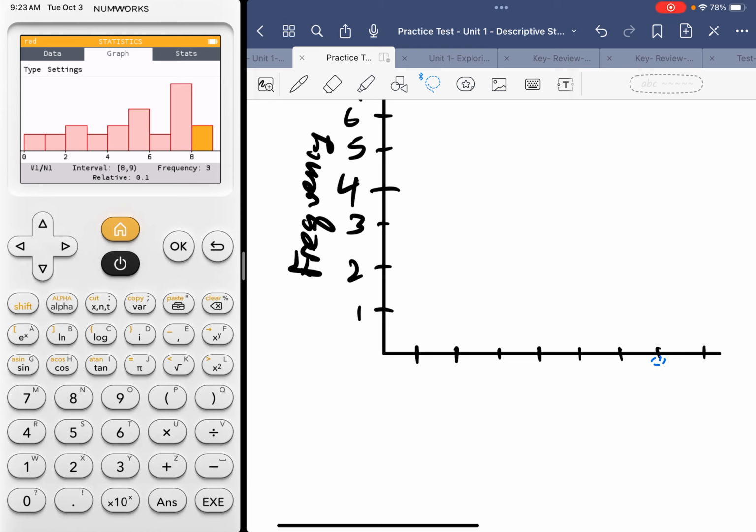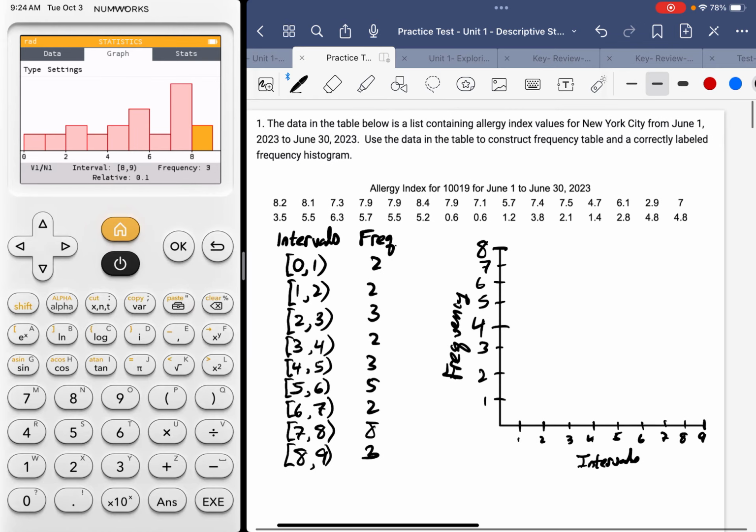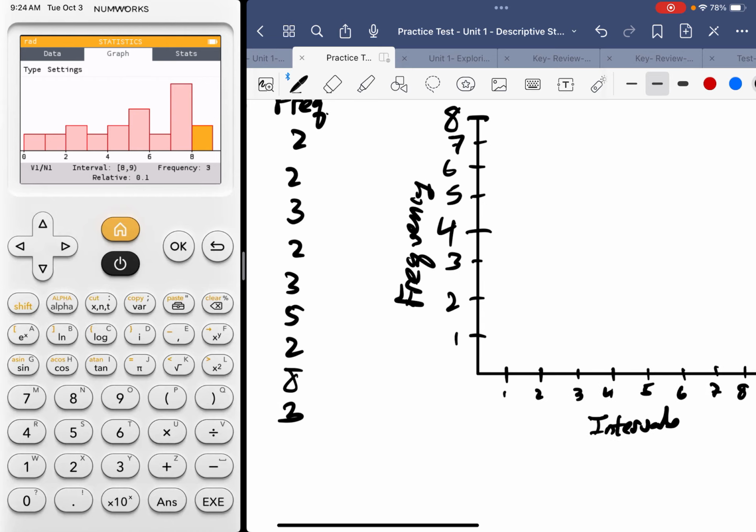And it doesn't have to be perfect, just best you can. All right, so 1, 2, 3, 4, 5, 6, 7, 8, 9. And these are my intervals. All right, you could label it based on what it is specifically. You could say allergy index, or you could just say intervals. All right, so 2, 2, 3, 2, 3, 5, 2.